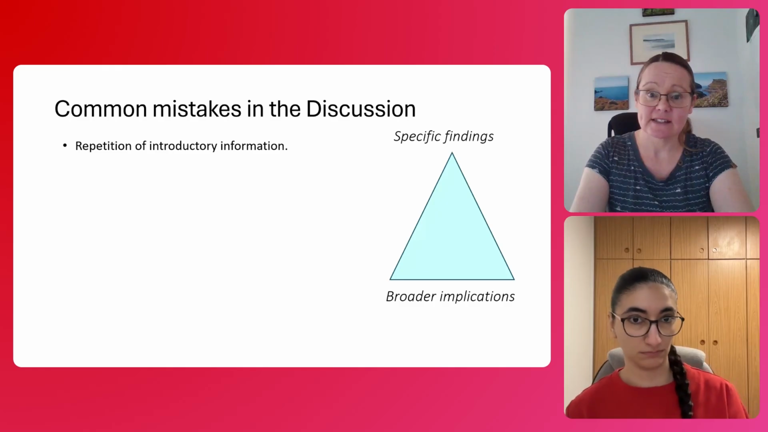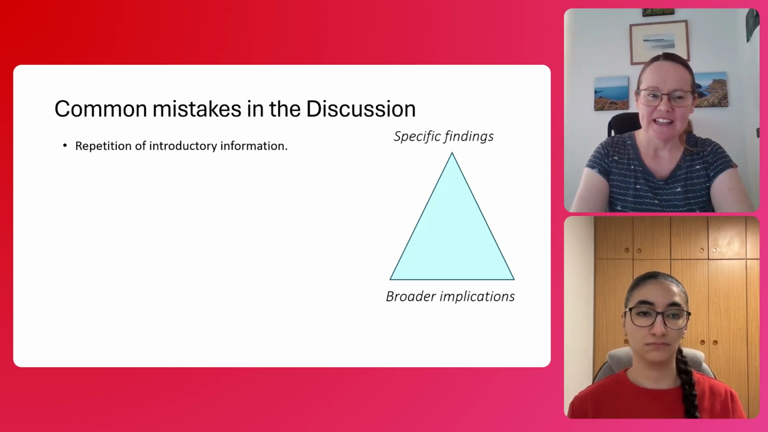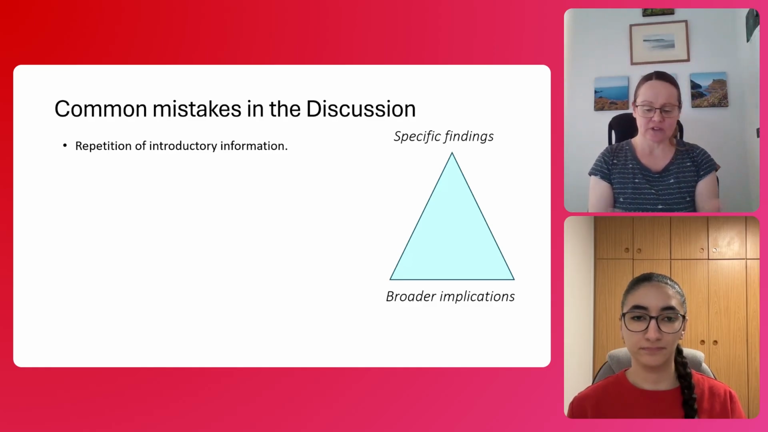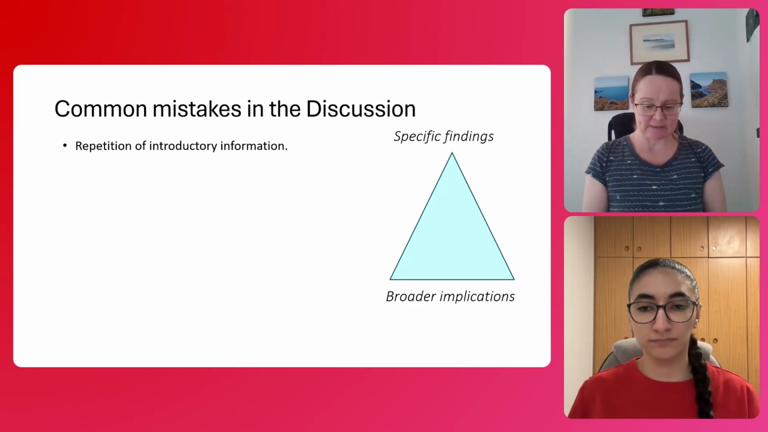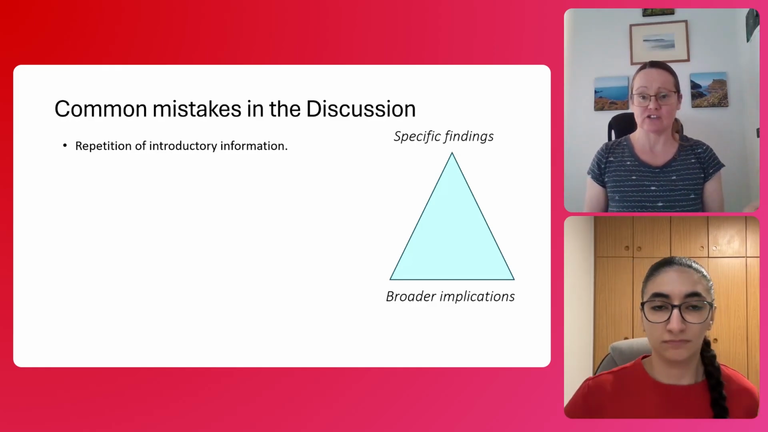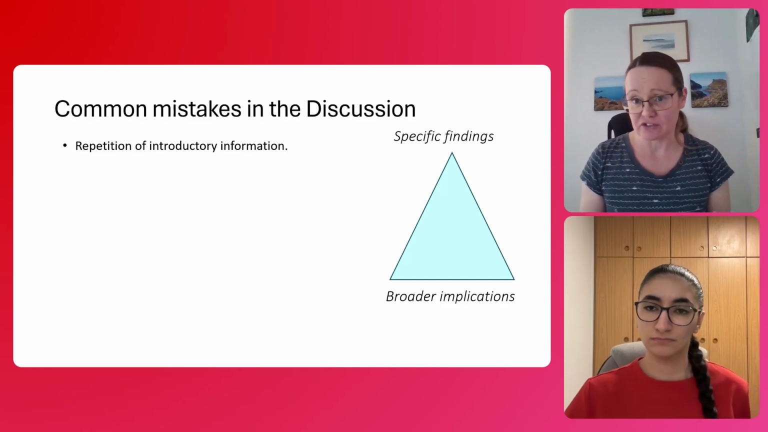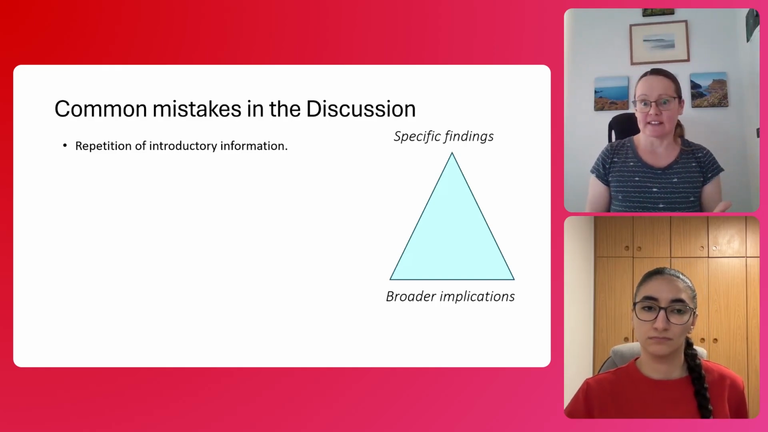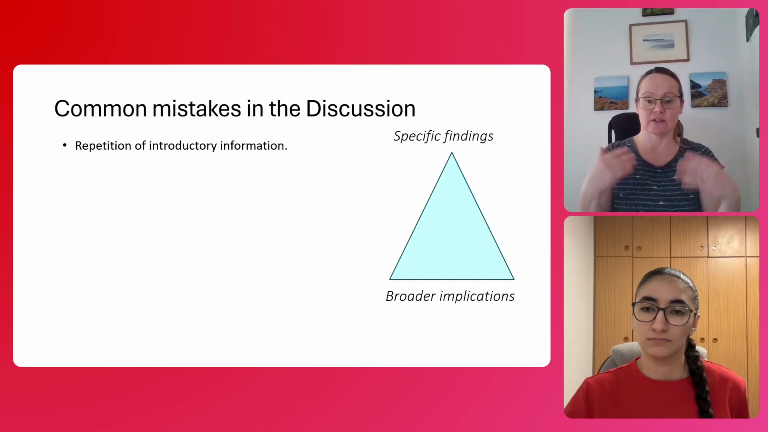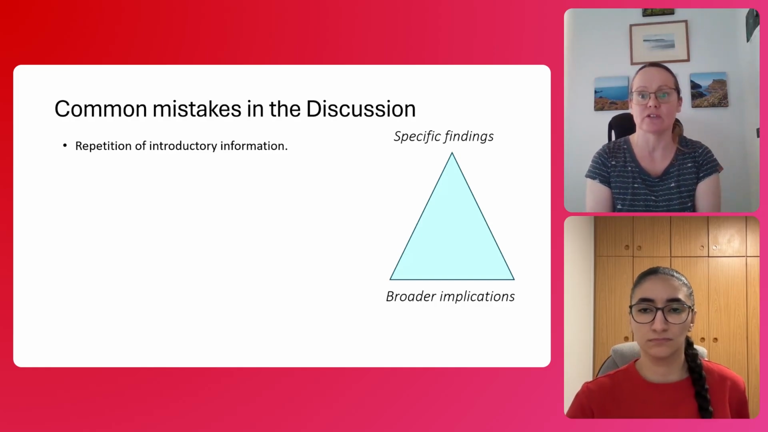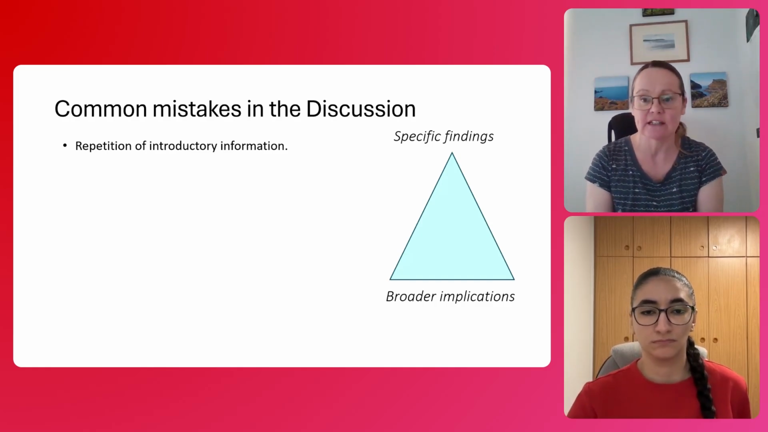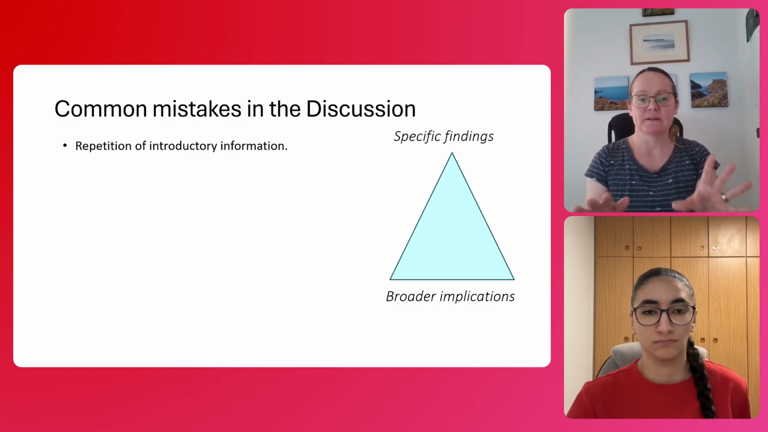Common mistakes. Perhaps the most common is repetition of introductory information. So I think in more than half of the papers that I edit, I get to the discussion section and I am looking at half a page to a page of repetition from the introduction. And I understand that because we get to the discussion, we're going to talk about how we're interpreting our results, what we think it all means. Oh, I better remind the reader what I'm talking about. So we start justifying the rationale, we start giving background information, and so on.